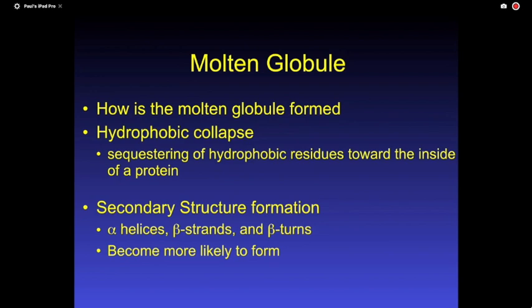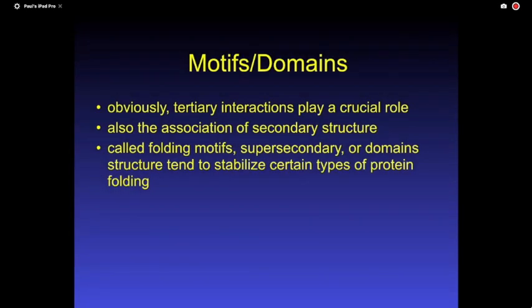How's it formed? First, the hydrophobic collapse. Then we have secondary structure formation. Alpha helix, beta strands, beta turns are likely to form. And then the tertiary structure starts to make interactions. We start creating what's called super secondary structure, and in older terminology, we might call them folding motifs, or now we call them domains, that tend to fold and create information.